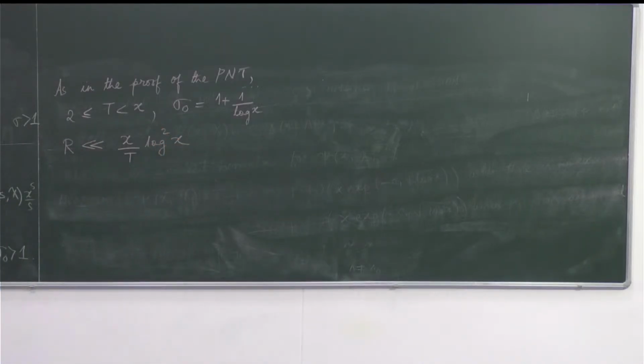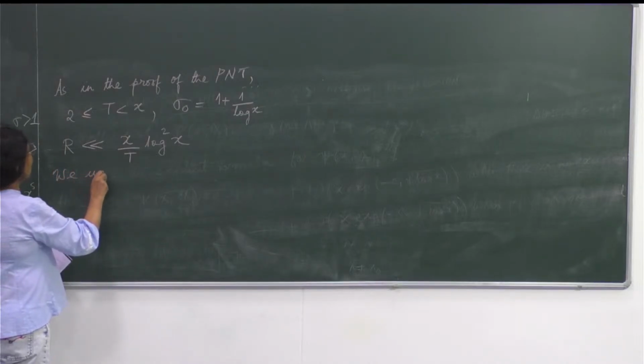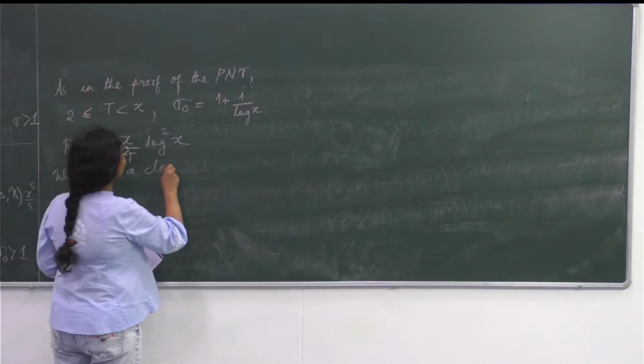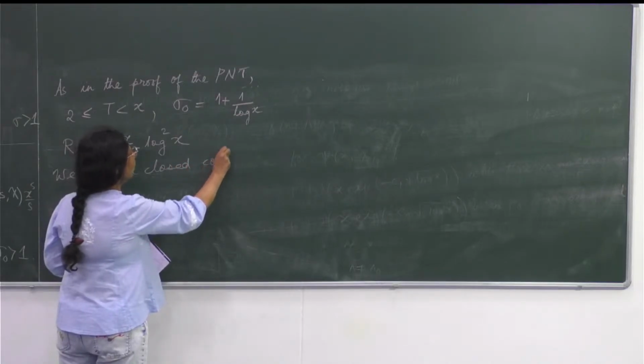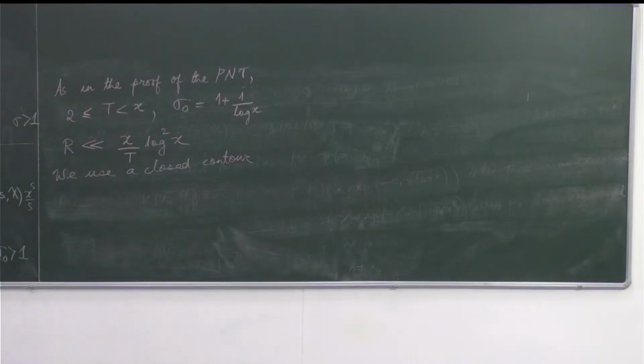So as in the prime number theorem, we take a closed contour which consists of 4 points. You know which 4 points it's going to take? We're going to get a rectangle. Which 4 points are you going to take, as in the prime number theorem? You can already see 2 of them, sigma 0 plus it and sigma 0 minus it, and then I need 2 more, which I will choose.